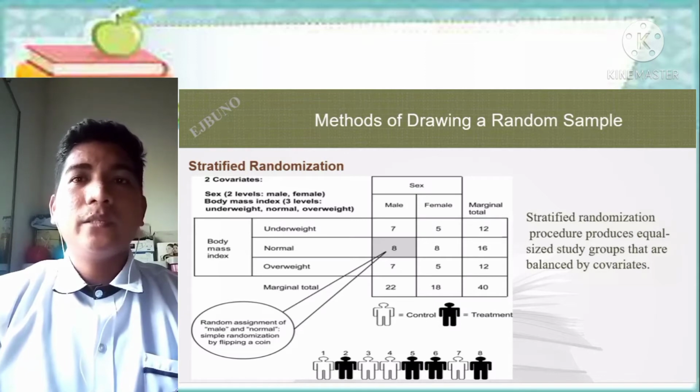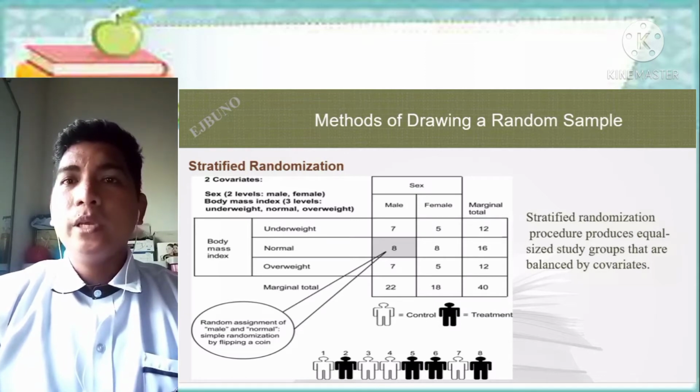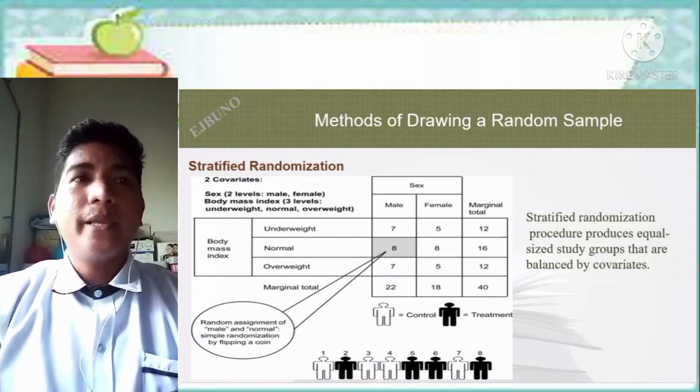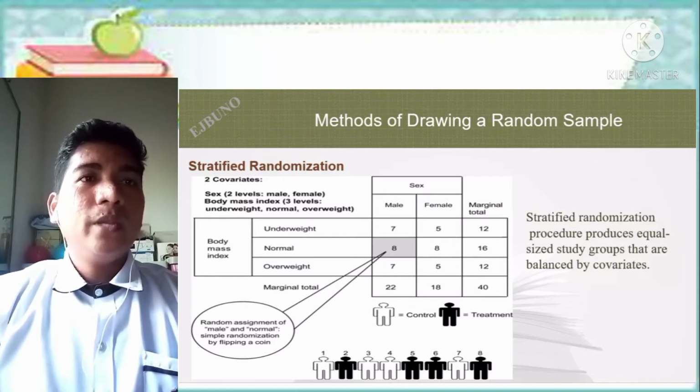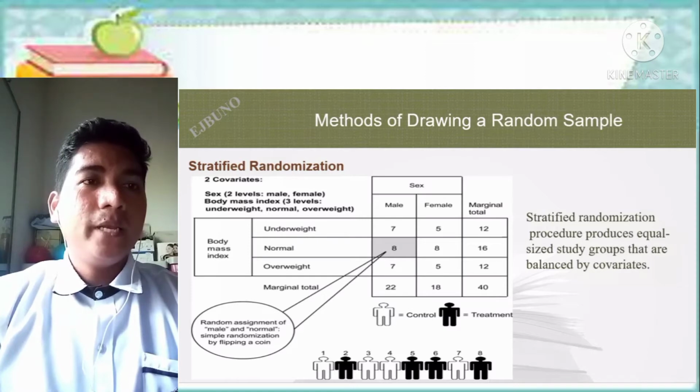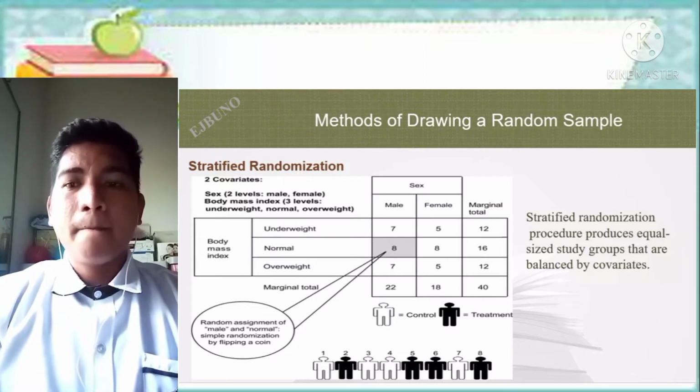Stratified randomization. The procedure produces equal size study groups that are balanced by covariates. Two covariates: sex, two levels, male and female; and body mass index, three levels, underweight, normal, overweight. Eight is the random assignment of male and normal. Simple randomization by flipping a coin.